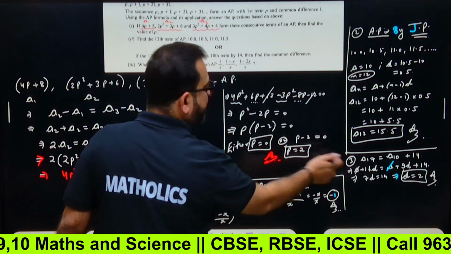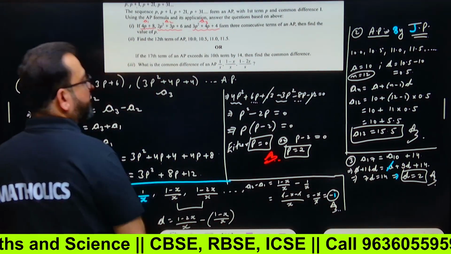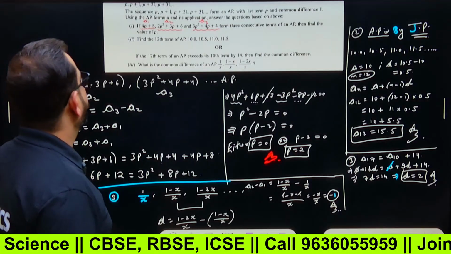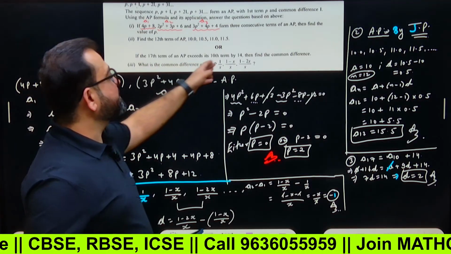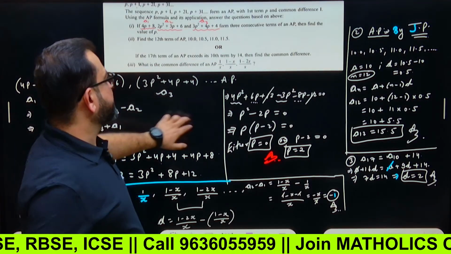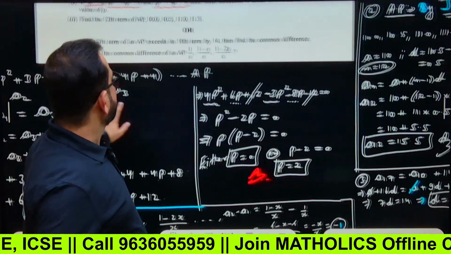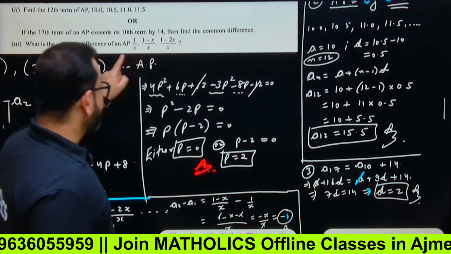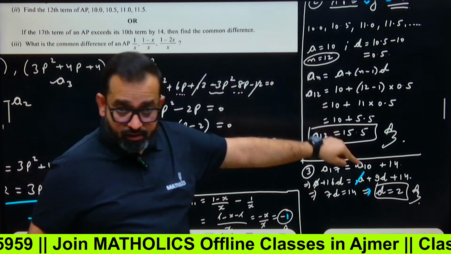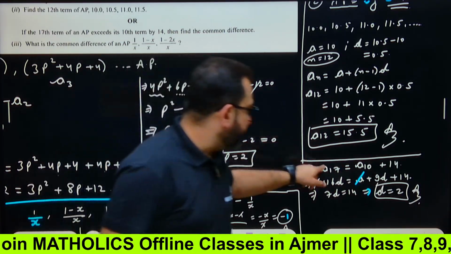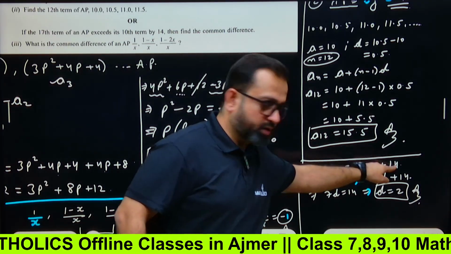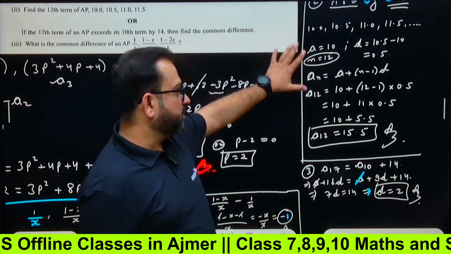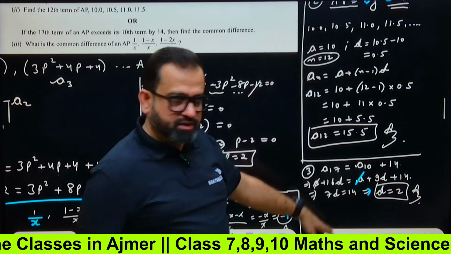Third part is a17, a10 plus. Simply you have to write: the 17th term of an AP exceeds its 10th term by 14, then find the common difference, right? This is the OR part, okay? If the 17th term of an AP, that means a17, exceeds the 10th term, that means a10, by 14. So a17 equals a10 plus 14. This is another question, another part. Need not involve this part with that part, okay?